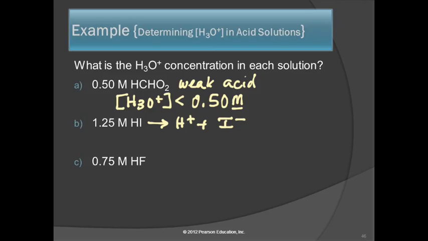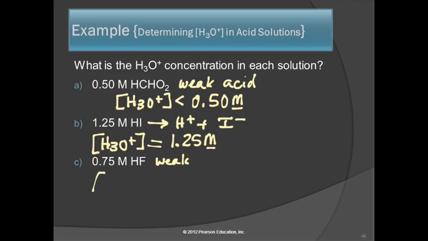So the hydronium ion concentration is going to equal 1.25 molar. What about 0.75 molar HF? Is HF a strong acid or a weak acid? It's a weak acid. So what can we say about the concentration of the hydronium ion? It's less than 0.75.